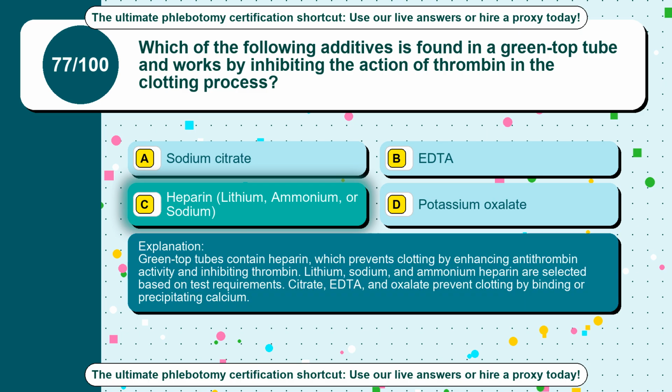Green top tubes contain heparin, which prevents clotting by enhancing antithrombin activity and inhibiting thrombin. Lithium, sodium, and ammonium heparin are selected based on test requirements. Citrate, EDTA, and oxalate prevent clotting by binding or precipitating calcium.